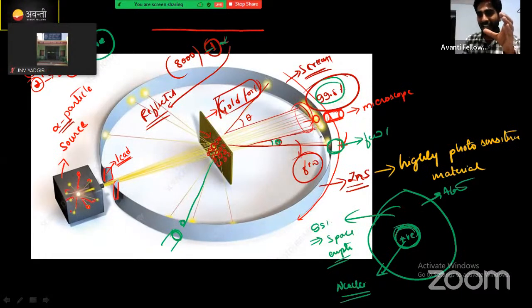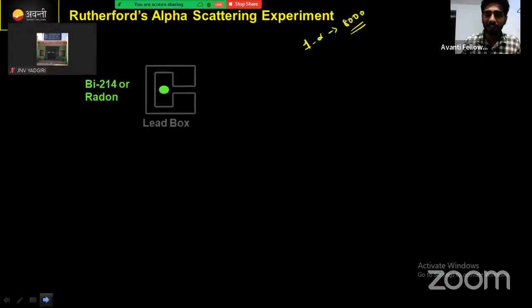Okay, as the angle increases, the number of scattered particles also decreases. Correct now? As it further increases, at more than 90, if you reach there, the number of particles which are scattering here is very much less. Correct now? This is what actually we have to draw in this graph.